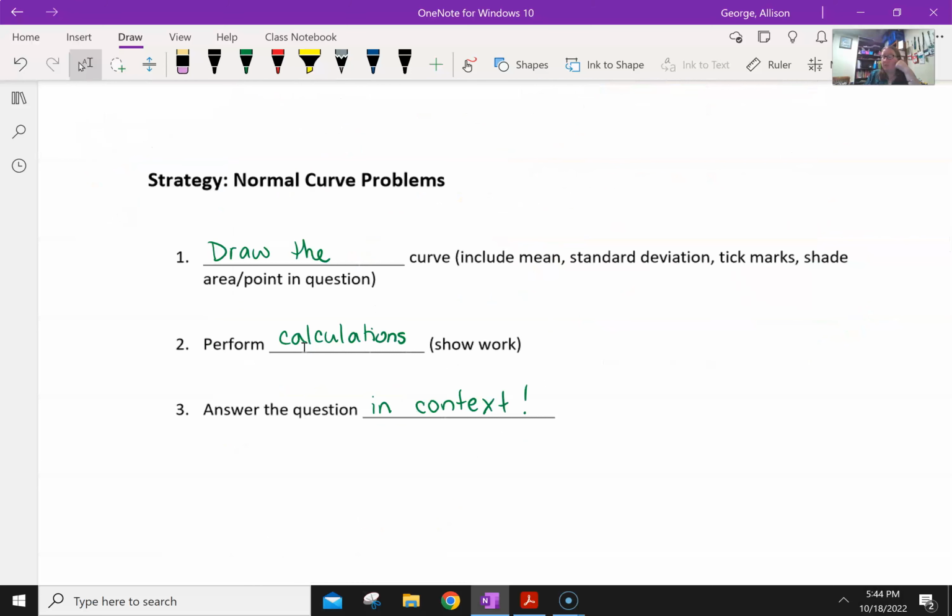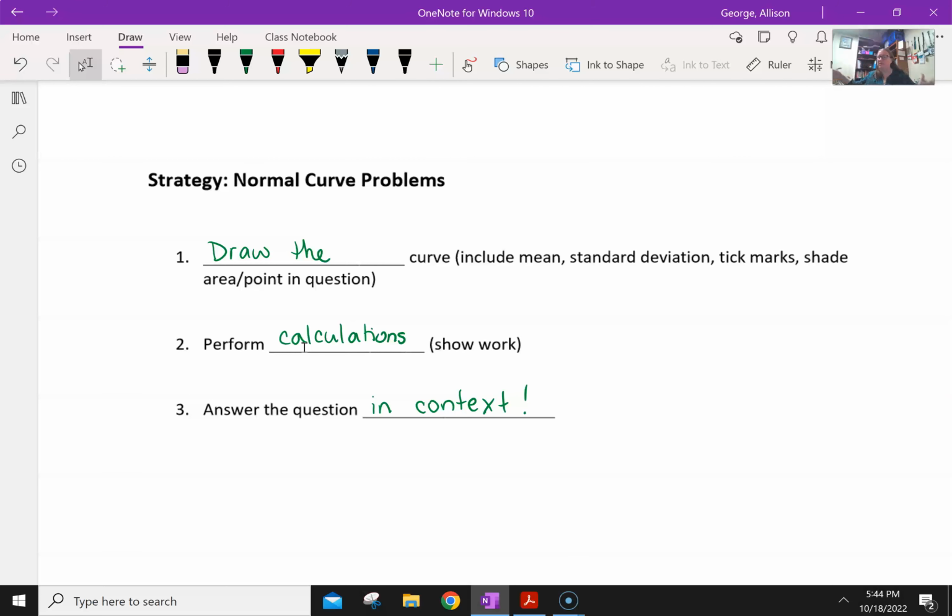So strategy to help you solve these, no matter whether you're using the shortcut or not, if you're using the formulas like we talked about on Tuesday, you want to use these 3 steps. First thing you want to do is draw it. If this is the AP exam or it's a test for me, you got to make it pretty. Making it pretty means you've included the mean, 3 standard deviations on either side, and you've shaded it. If it's homework or it's practice, get the mean, get your data point, and do your shading.